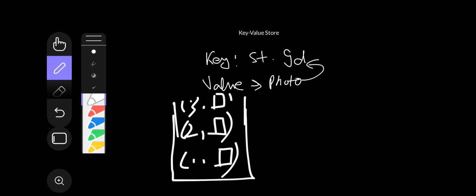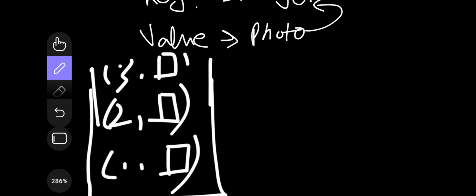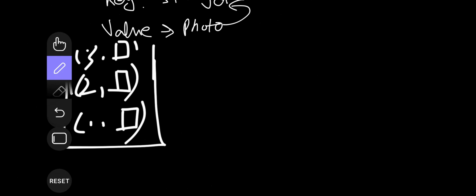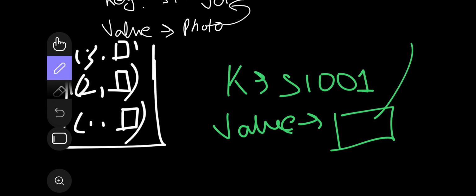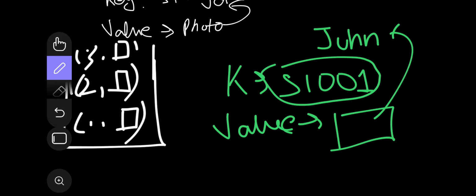Now let's take an example of how a typical query will look like. Suppose there is a key that has ID S1001, and then you have the value. The value is the photograph of this person. Let the name be John. Cool. So John's photograph is taken for the yearbook, it is stored in the key value database with the key of S1001. And suppose you want to retrieve this photo now using this key.